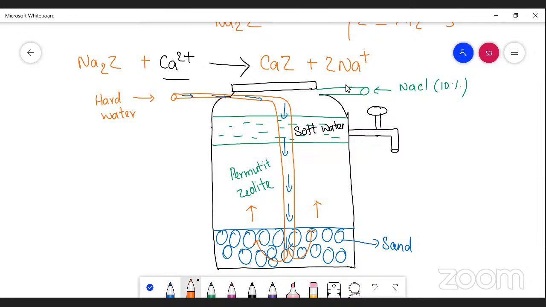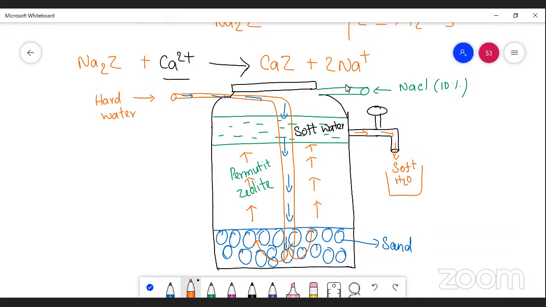So what will happen? It reacts with this permutit, and all the calcium ion is removed here, so that only the soft water moves out. So we will collect the soft water here. Soft water is produced here.